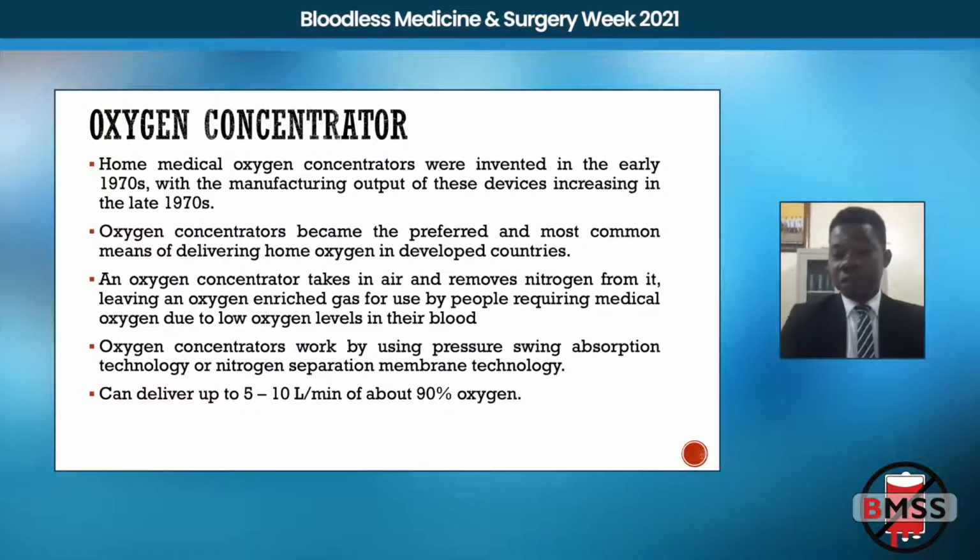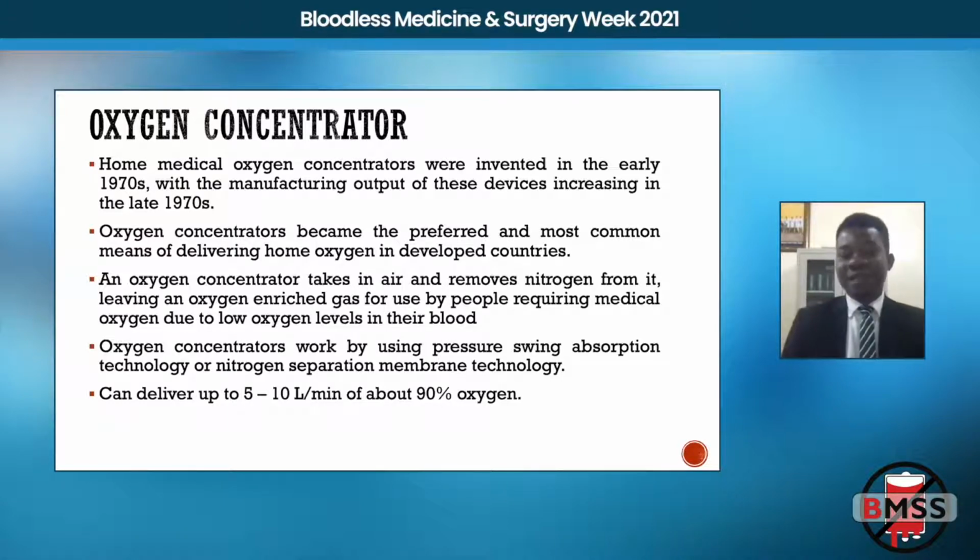We also have the oxygen concentrator, which has made it possible for us to deliver oxygen even at home. Remember that it was discovered in 1970, and over the years there have been lots of modifications to the oxygen concentrator. It has also made it possible for us to take care of critically ill patients that are dependent on oxygen even at home. How do we achieve this?